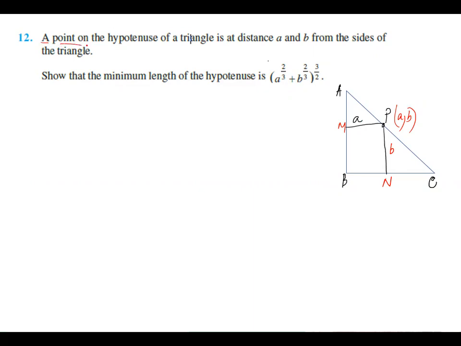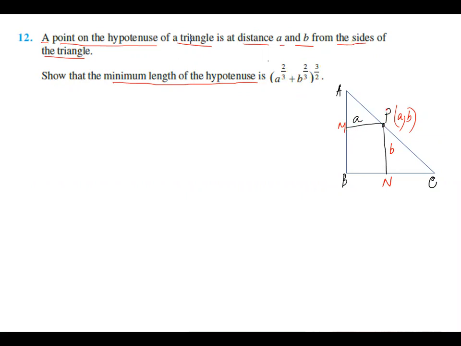A point on the hypotenuse of a triangle is at distances a and b from the sides of the triangle. Show that the minimum length of the hypotenuse is (a^(2/3) + b^(2/3))^(3/2). I've drawn the figure already. You have to draw it yourself. You can pause the video and draw.